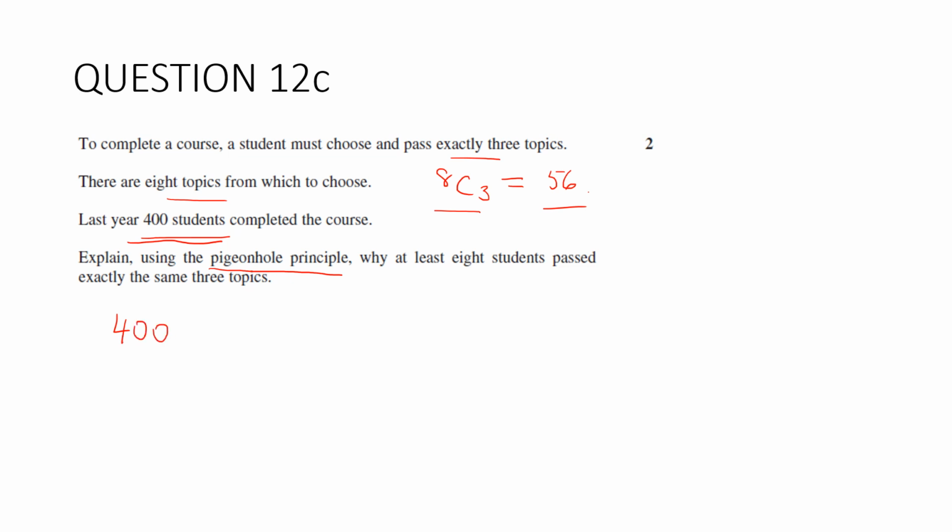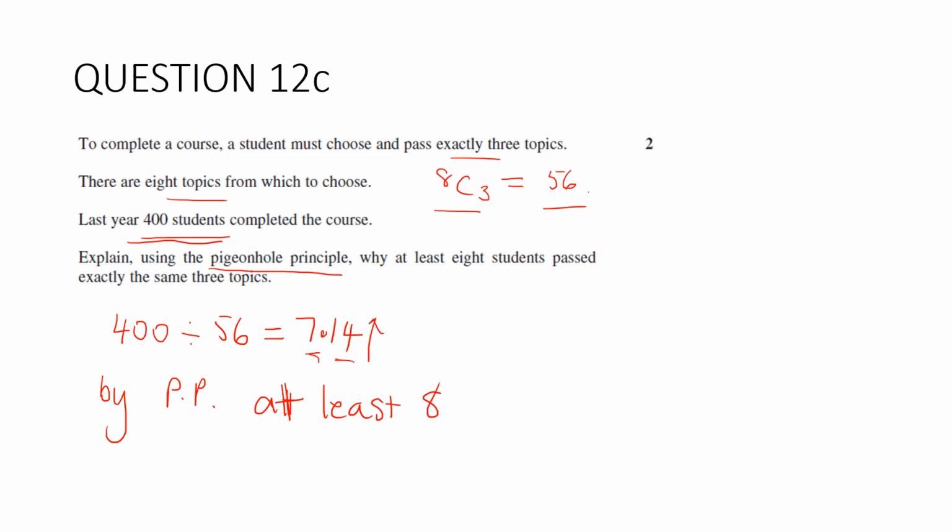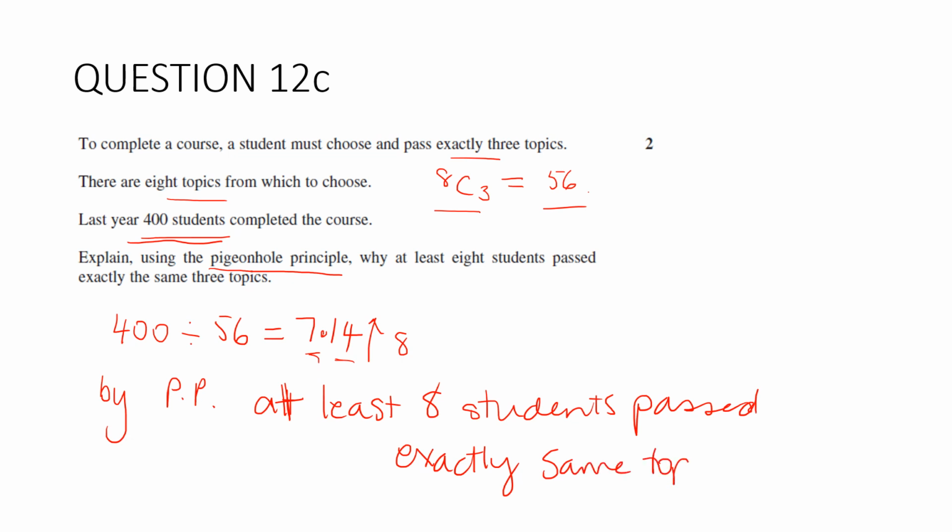So 400 divided by 56, that is equal to 7.14. So if the combinations of topics were divided exactly evenly, then you would have 7 in each pigeonhole and 0.14 left over. So by the pigeonhole principle, at least 8 students, so we're rounding this up to 8, passed exactly the same topics.